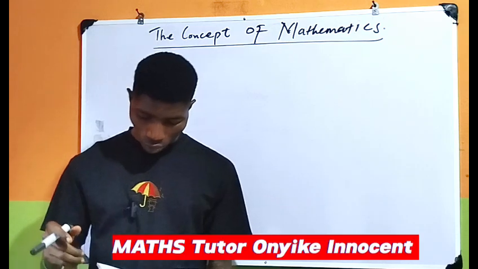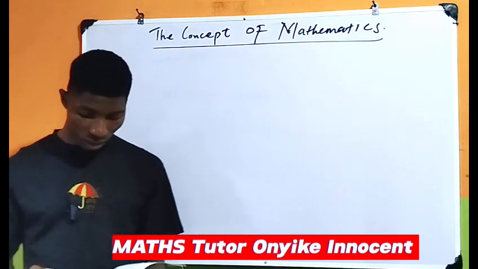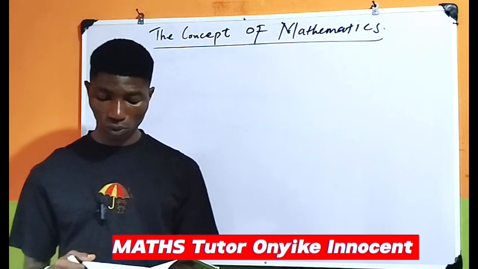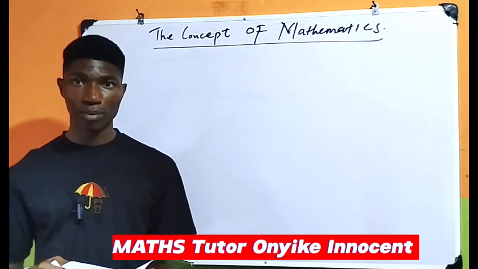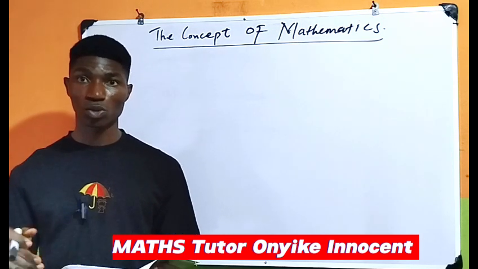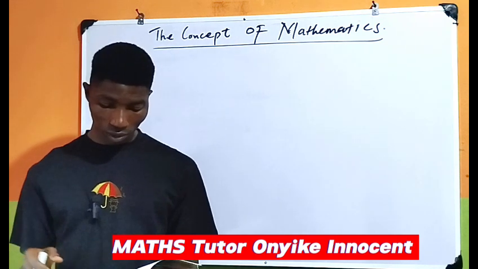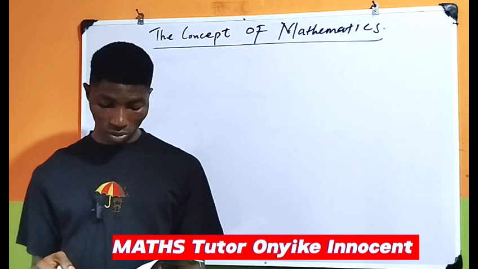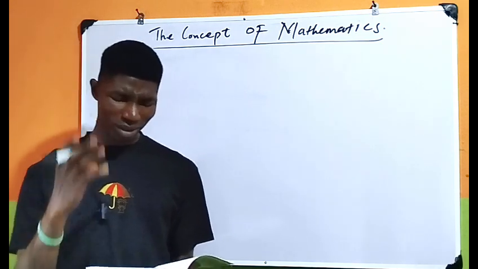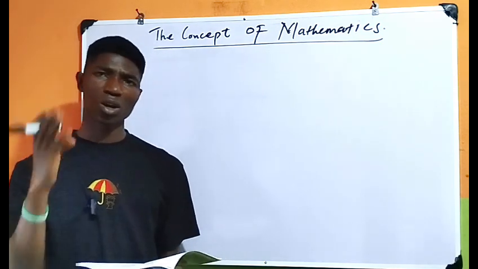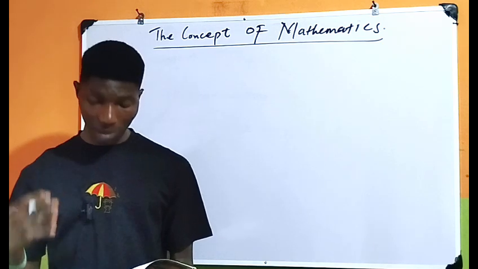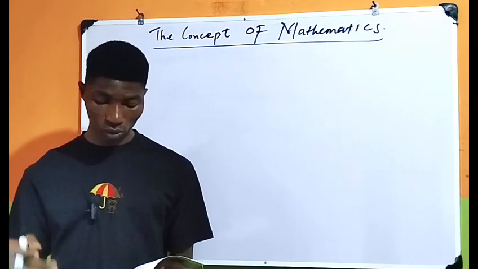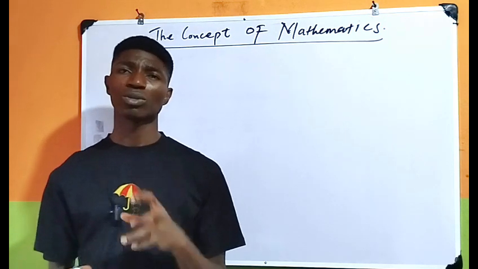All right, strategies to overcome difficulties in the study of mathematics. Number one, break problems into smaller steps. Number two, use visual aids and real-world examples. Number three, practice consistently. Consistency is the key. Keep on practicing. Number four, seek help from teachers, tutors, or online resources.